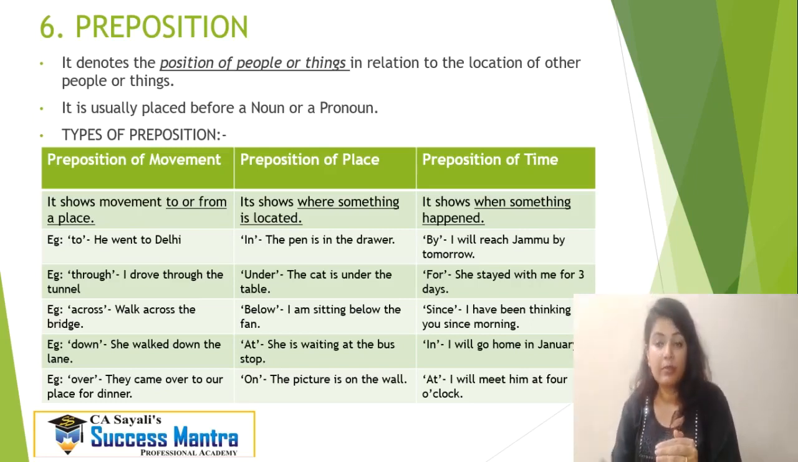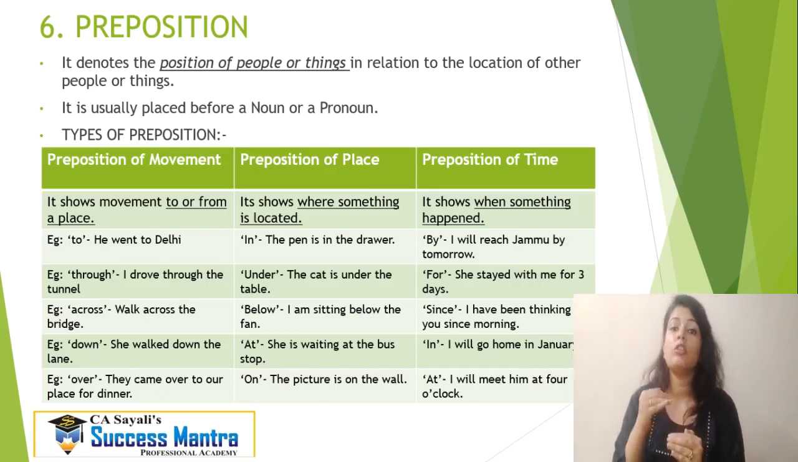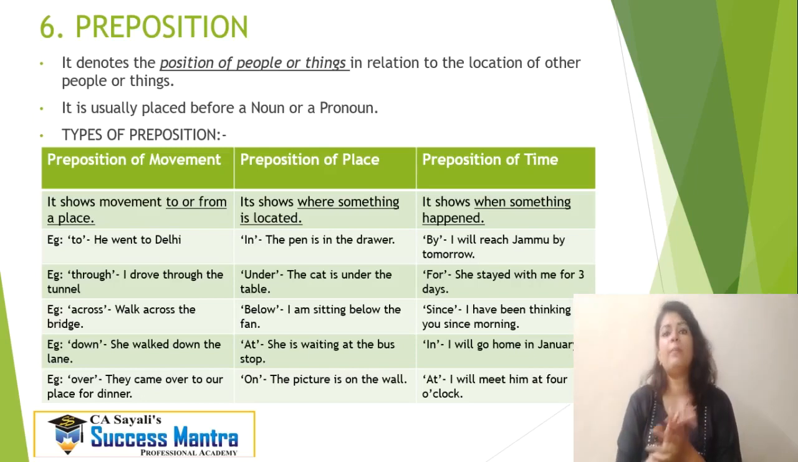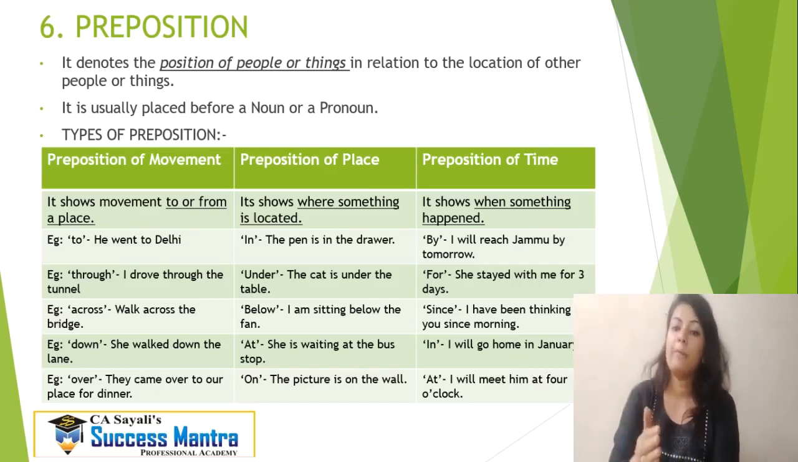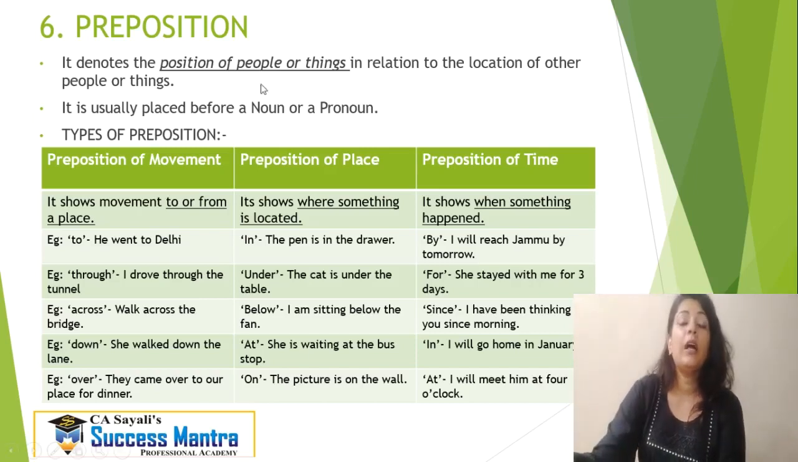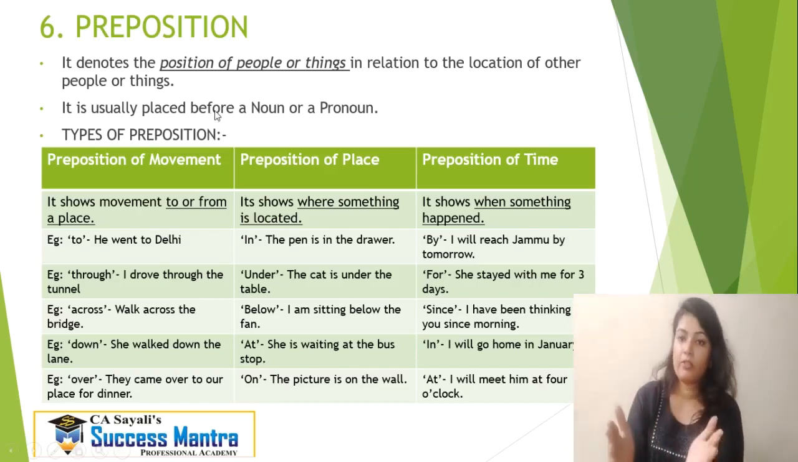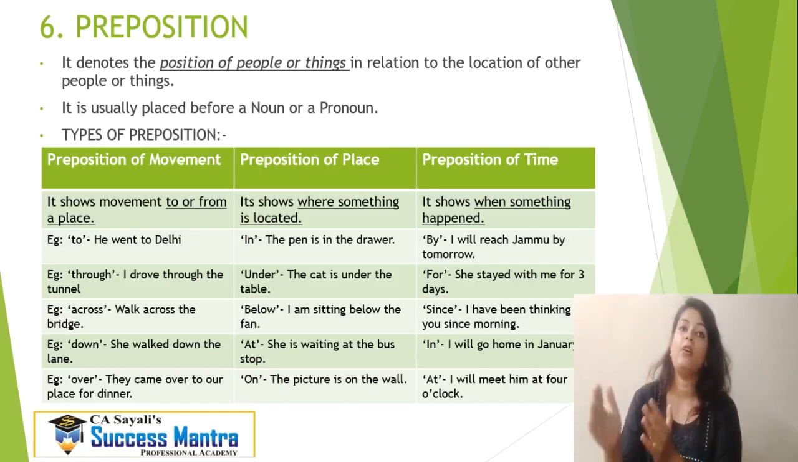Under the table. यानी कि it is telling you the position of the cat in relation to the table. Okay, so this is what a preposition tells us, and usually a preposition is used before a noun or a pronoun. Again, if I come to types of prepositions, there are three types of prepositions.